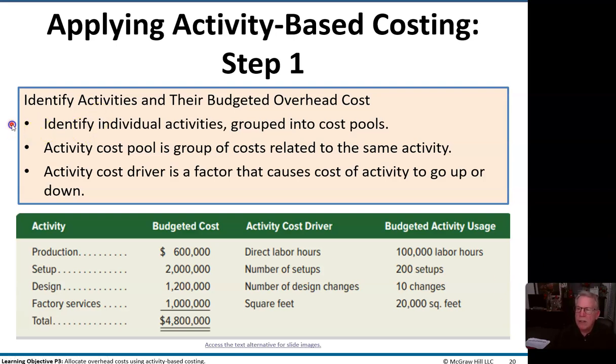Here, we've identified the individual activities and grouped them into cost pools. Then our activity cost pool is a group of costs related to the same activity. Then our activity cost driver is a factor that causes cost of activities to go up or down.